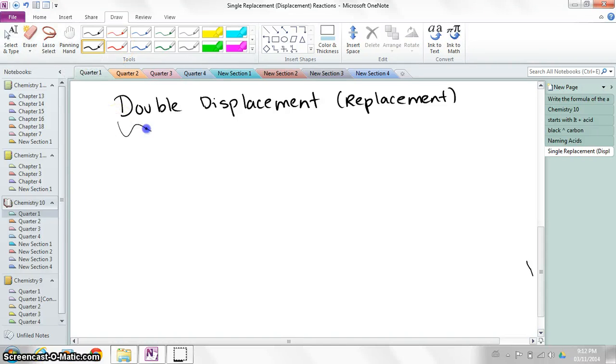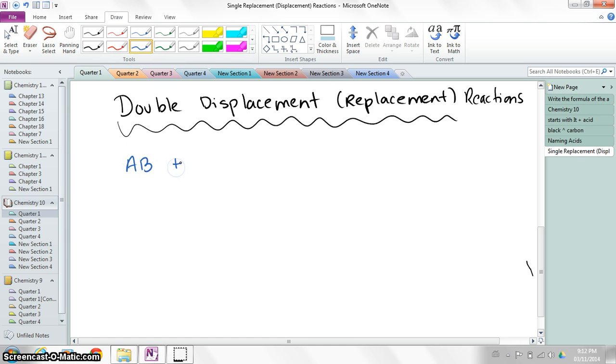Hi everybody, this video is on double displacement or replacement reactions. And the general form of this type of reaction looks like this. We would have compound AB plus compound CD, and that would give me compound AD plus compound CB. So this is the one where we have two dancing partners and they switch partners. And you can always recognize a double displacement reaction because we have two compounds reacting.